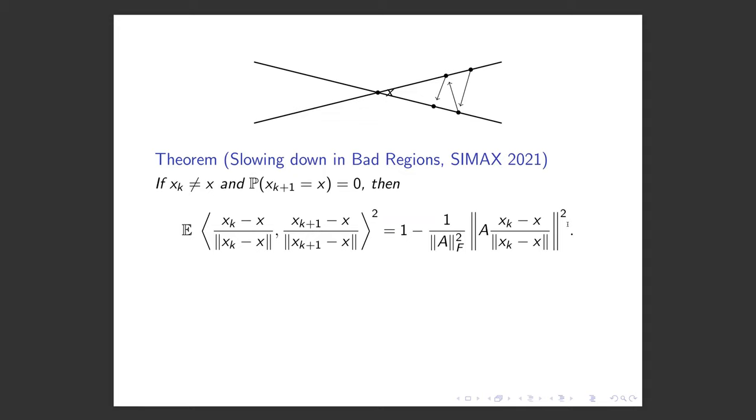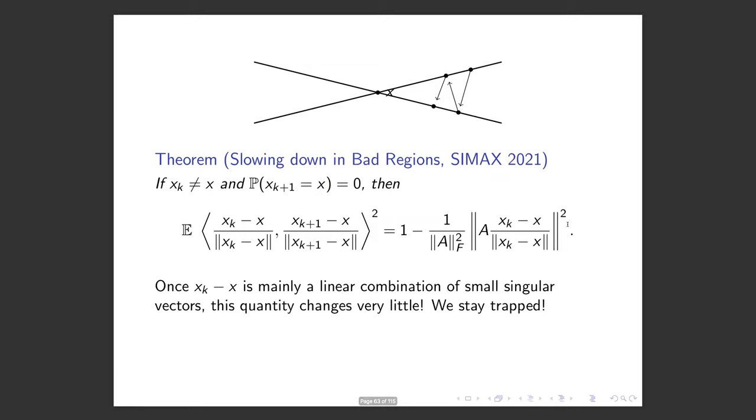Conversely, once you're close to subspaces described by small singular vectors, this number is going to be very close to one, which means you don't really move anymore. You sort of get stuck. So it's a way of measuring the geometric distribution of these iterates. And in particular, once you're in a bad region, the region comprised of small singular values, small singular vectors, it's hard to get out.